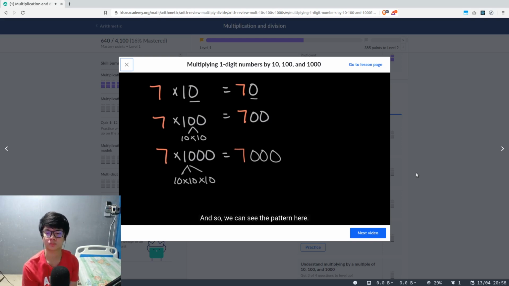And so we can see the pattern here. When we multiply by 10, which has 1 zero, we add 1 zero to the end of our whole number. When we multiply a whole number times 100, which has 2 zeros, we add 2 zeros for hundreds. And for thousands, when we multiply by 1,000, we'll add 3 zeros to the end of a whole number.